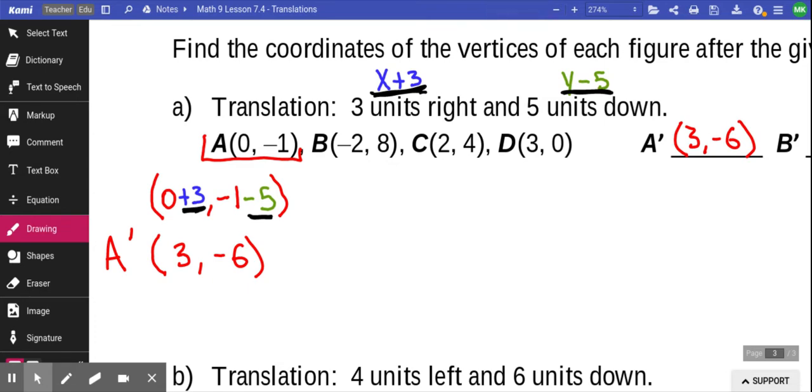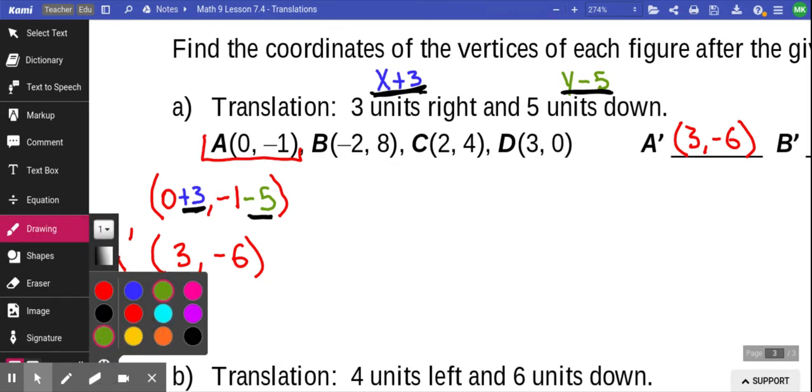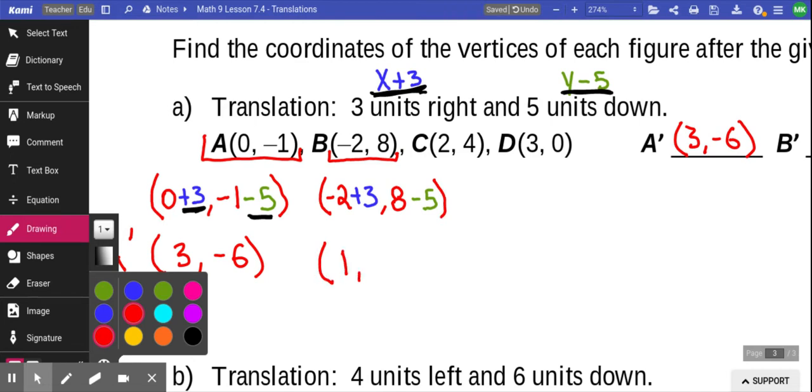I'm going to do B kind of slowly, and then I'm going to do the rest pretty quick. So if I look at point B, it is -2, 8. I want to take that -2 and I want to add 3. That would move it 3 units to the right. Then I want to take my Y value of 8 and I want to subtract 5. That would move my point 5 units down. -2 plus 3 is 1. 8 minus 5 is 3. That means B prime is at 1, 3.